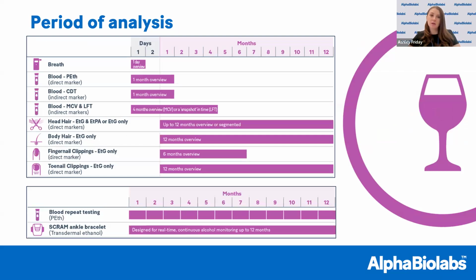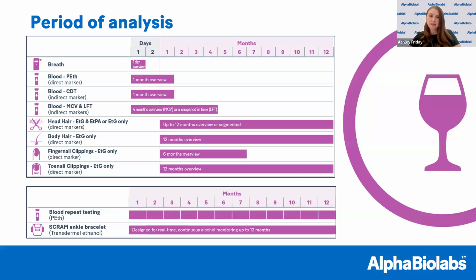So here they all are alongside one another, with a few others that we've not quite touched on yet. You can, of course, use a breathalyzer to do testing in certain circumstances, as it only covers the here and now, what's in the system at the time the sample's done. Then you've got your blood tests, from 1 month as an overview up to 4 months, depending on which one you opt for. And then your head hair, body hair, finger and toenail testing, similar to the drug period of analysis, so up to 12 months with a sufficient sample, with the exception of fingernail clippings, which is up to 6 months.